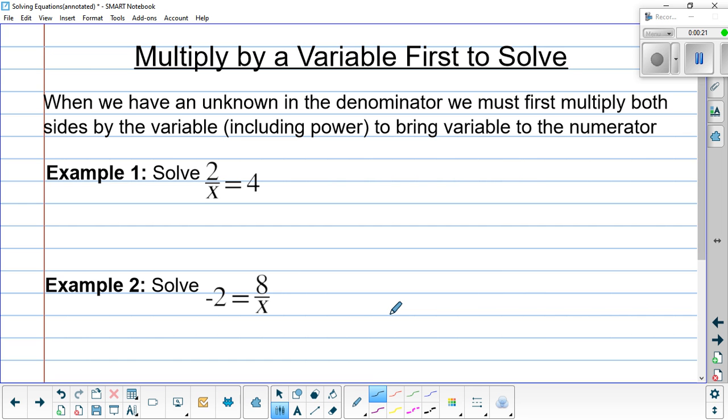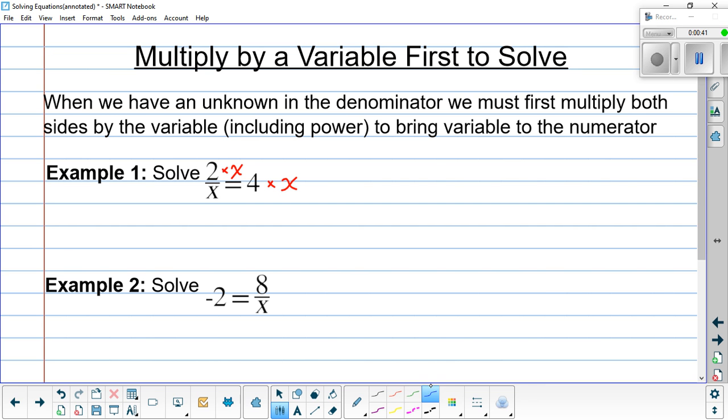So after that, this is just a multiplication and division problem. You can do it in one step. However, I always advise people to do it in two. So let's look at 2 over x. So first thing we want to do is multiply by your variable, or whatever your variable, to whatever power it is. That way we can bring it up.